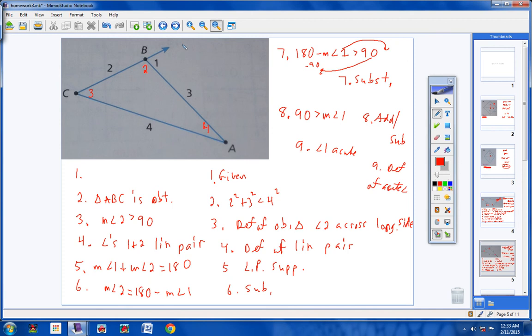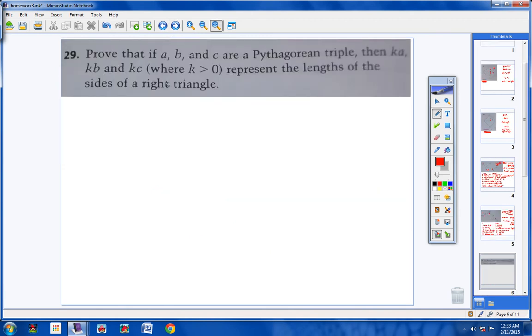Alright, let's move on now and take a look at number 29, okay? Now this is not really your standard proof. I'm just going to do some math things here and then show this to you, okay? So watch carefully. Now they want us to show that if A, B, and C are Pythagorean triples, that's my given. So I'm given A squared plus B squared equals C squared. Okay, I'm given I have a Pythagorean triple, so this is true.